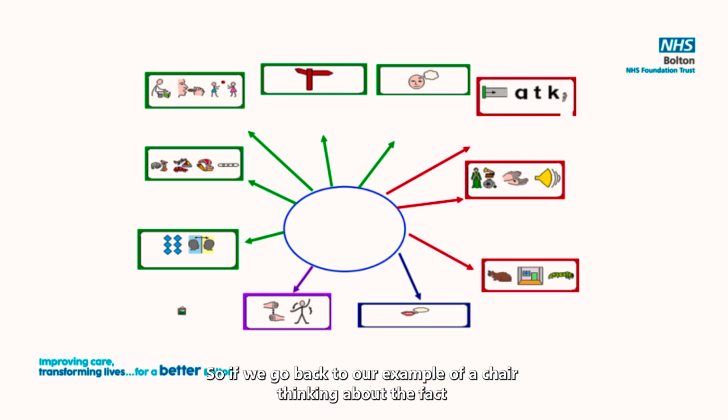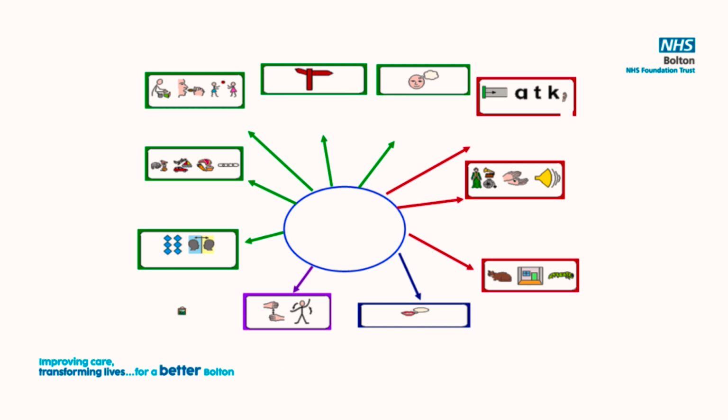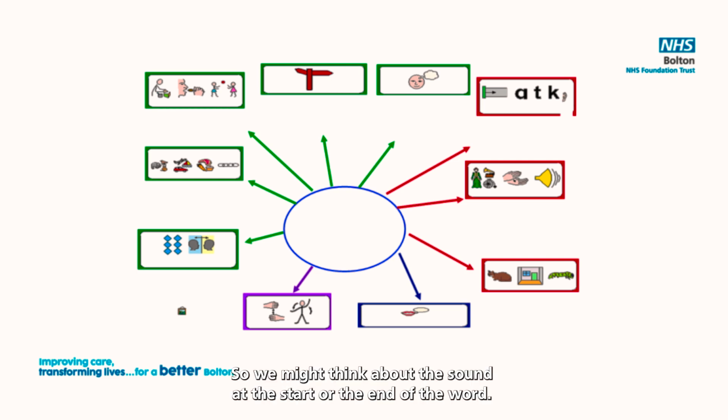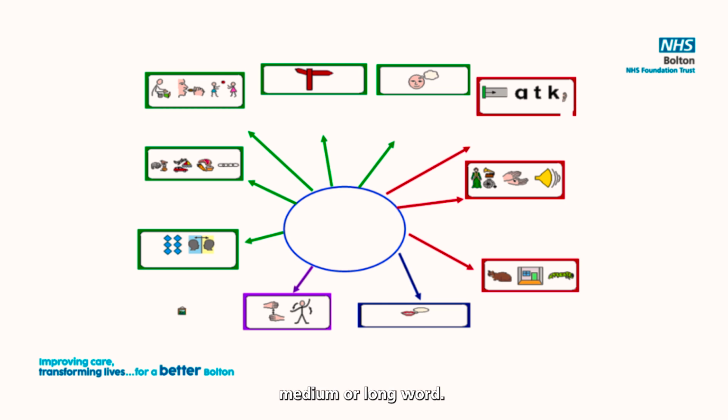So if we go back to our example of a chair, thinking about the fact that a chair is furniture, see if the child can name 2 or 3 other items of furniture to strengthen that link. Highlighted in red is information regarding the structure of the word. So we might think about the sound at the start or the end of the word. We might think about how many beats are in the word, and we call these syllables. And we also might think about whether it is a short, medium, or long word.